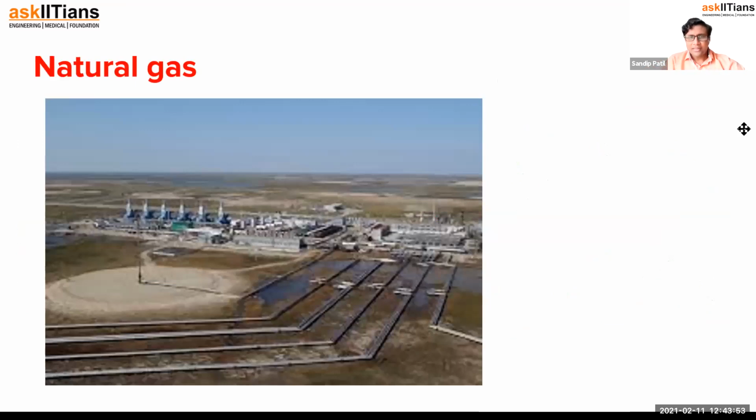Then let's talk about natural gas. Natural gas is also found in the earth, right? So we have to procure that natural gas. We use natural gas in our cylinders, LPG, etc. Similar to oil, natural gas is also procured from the earth. Okay, so these are the sources, fossil fuels.